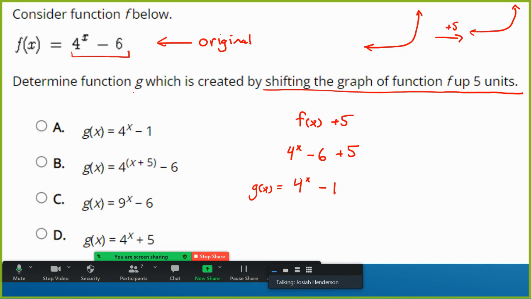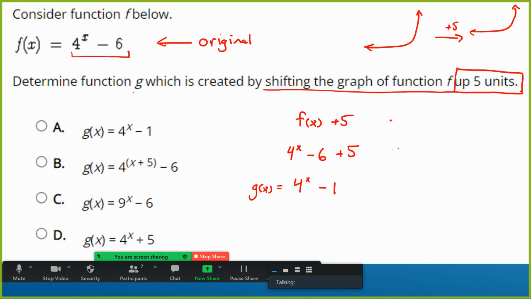Whatever the rule or the transformation is that they're presenting us with, in this case it was up 5 units, all we need to do is apply that plus 5 to the right part of the original function. And for up-down shifts, it just means adding or subtracting the number to the original function, like I did here and here.